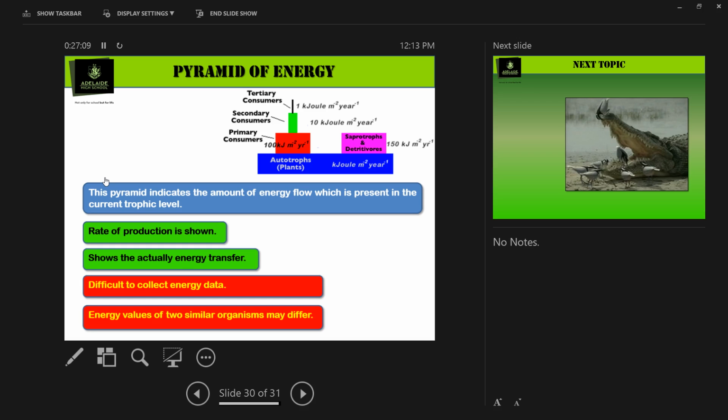But two things about this. It is very difficult to measure energy and very difficult to collect them. Energy values of two similar organisms may differ. It's just like you and I. Same organism, but because we have different mass, different sizes, different height, we definitely have different energy. I can say that most of you can run faster than me, so take a cue from there.